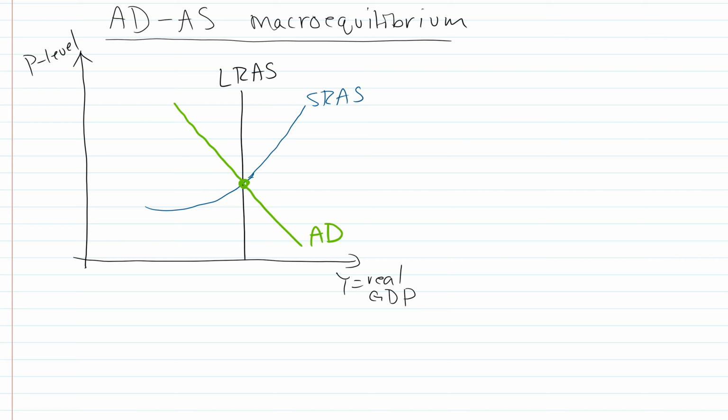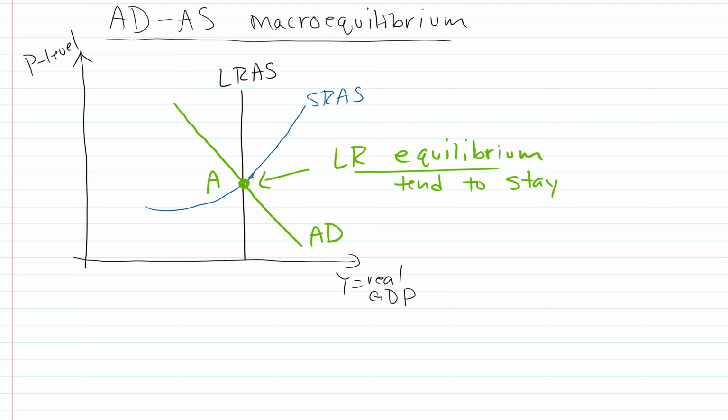So this point here, I'll label it with an A just so we have a name for it. This point here is known as the long-run equilibrium. And so what makes it a long-run equilibrium? Well, it's an equilibrium because it's going to tend to stay there. And this one is going to tend to stay there in the long run until something else happens. And of course, something else always does happen. So it'll tend to stay at A until something changes.